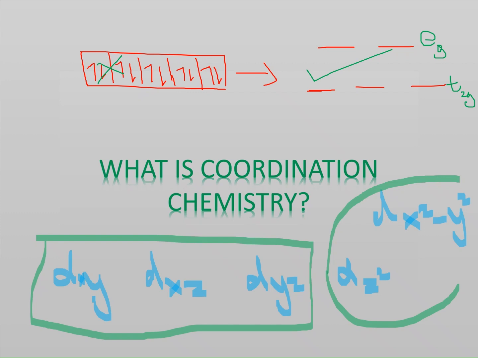When ligands coordinate to the metal, the difference in splitting energy is determined by whether the ligand is a strong or a weak field ligand. We're going to look at that in this course.